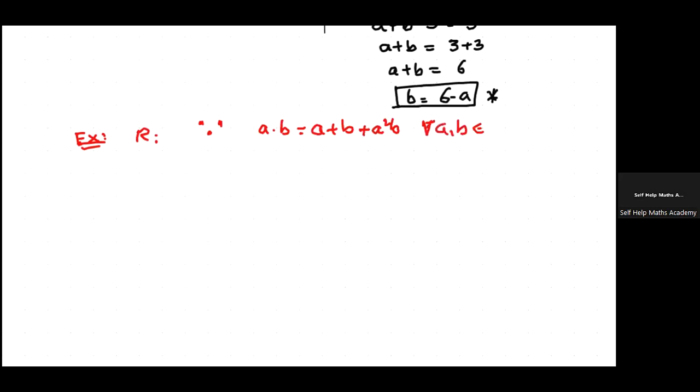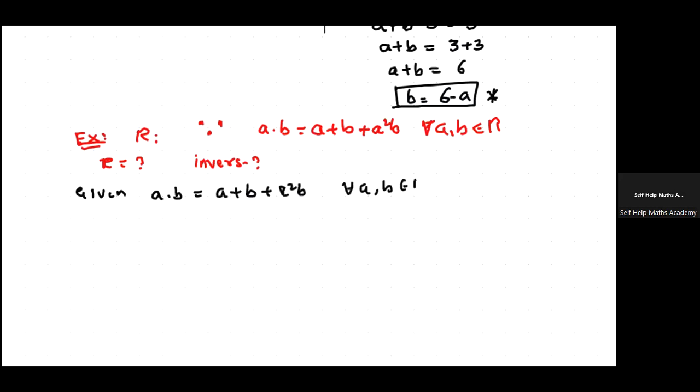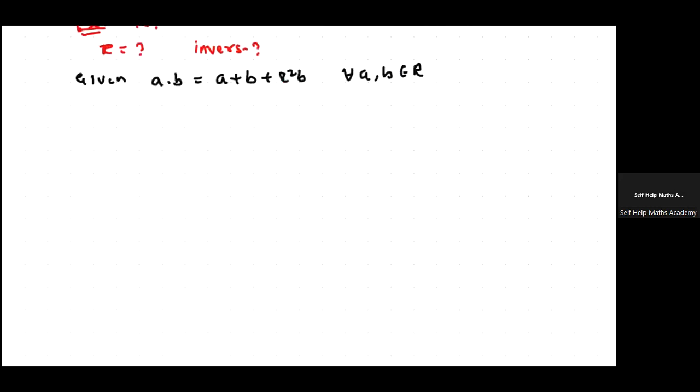So they ask us to find out the identity element, and also we have to find out the inverse, if it exists. So we need to find out the inverse on this particular example. So let's see what is given to us. Given A dot B equal to A plus B plus A square B. This is true for all A, B belongs to R. Now we have to find out the identity element, and also the inverse element.